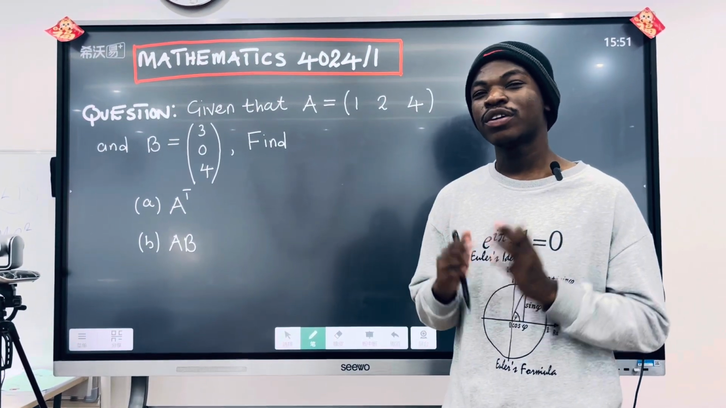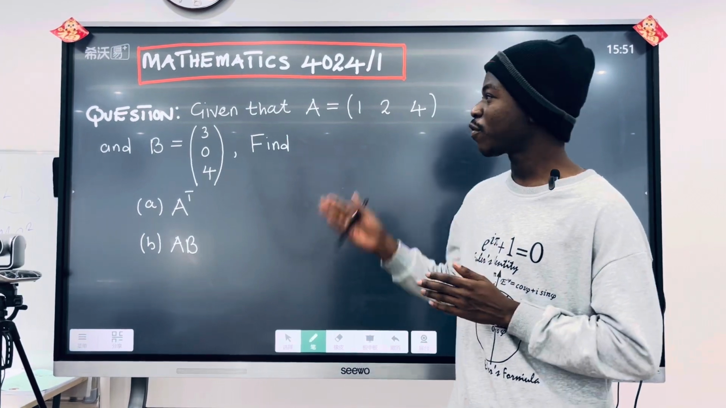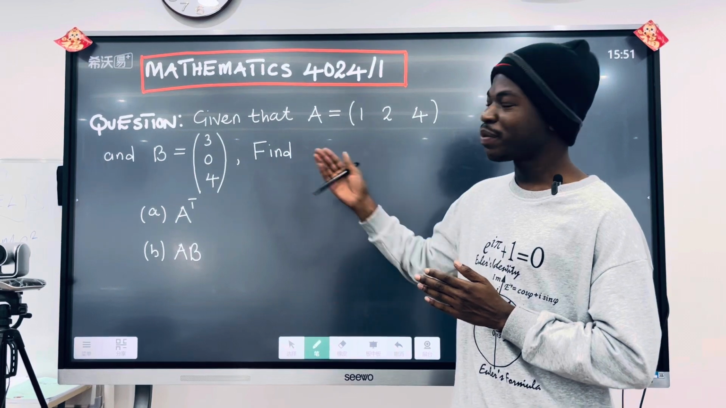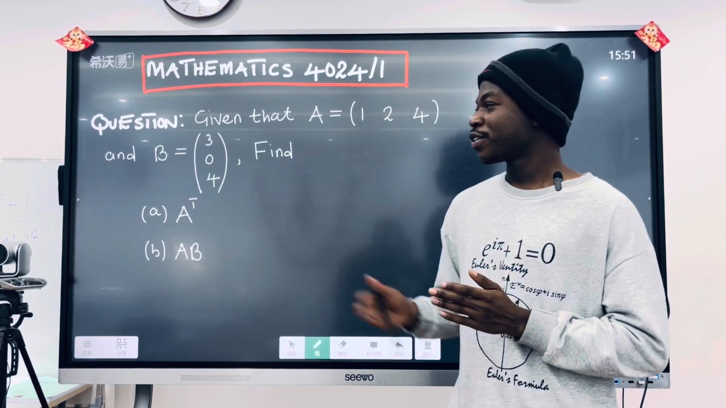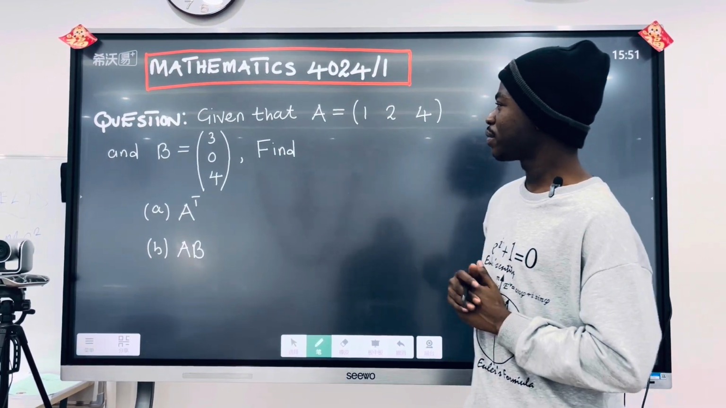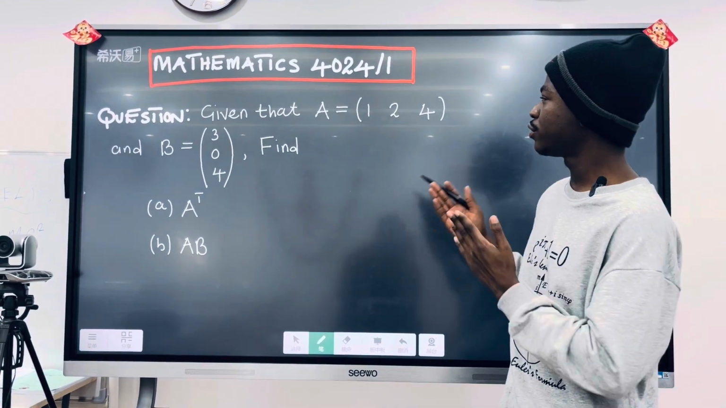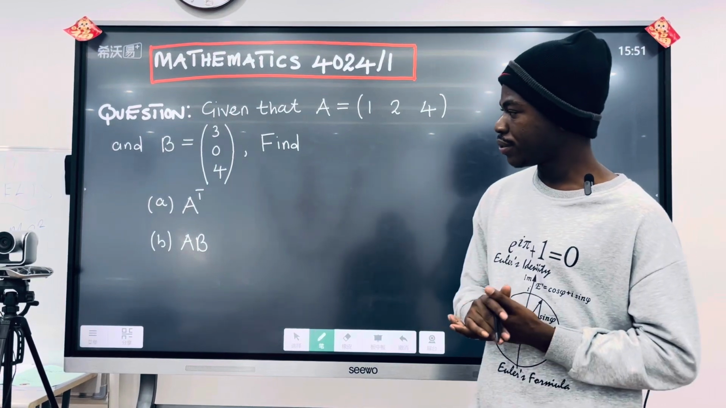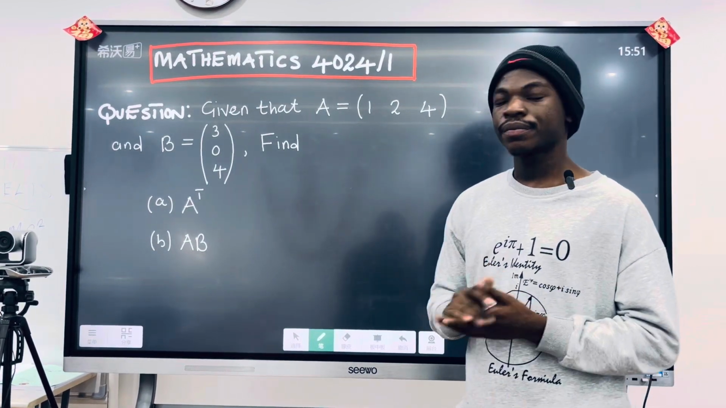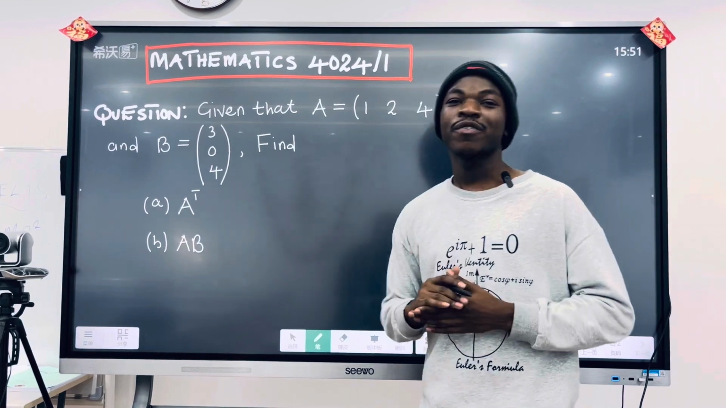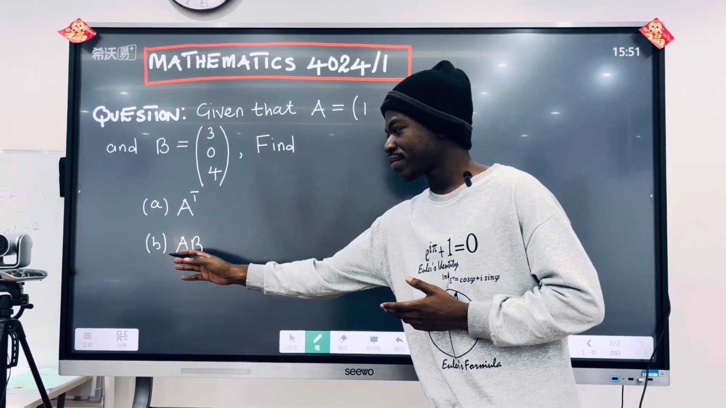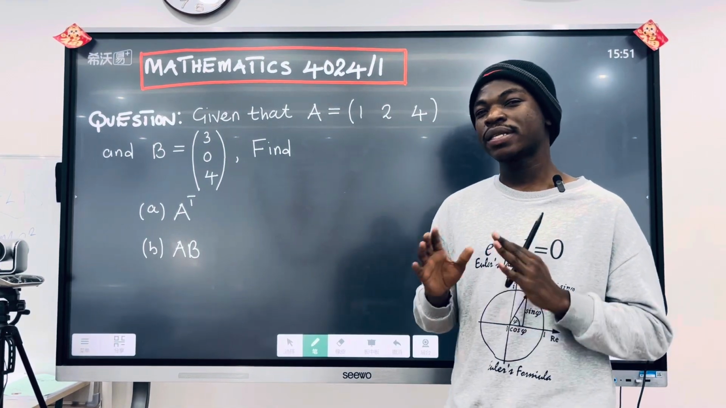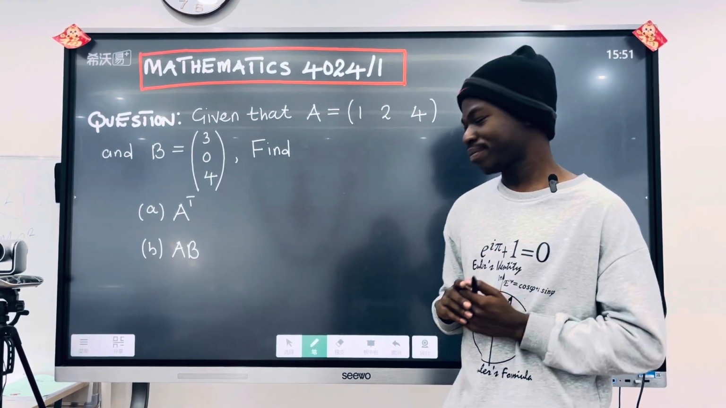In today's session, we want to look at a question coming from Mathematics 2023, Paper 1, November. The topic, matrices. So here's the question. Given that matrix A is equal to 1, 2, 4, and matrix B is equal to 3, 0, 4, find part A, the transpose of a matrix, part B, AB. So before we could answer this question, let's just have some basic information about matrices.